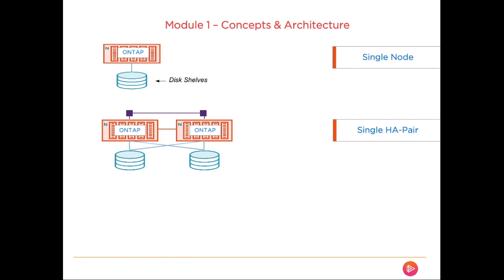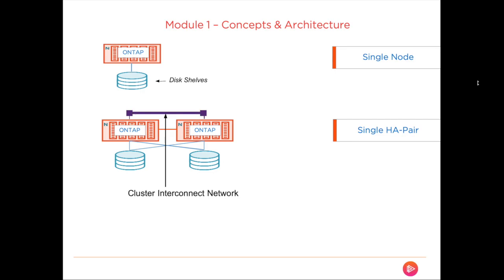The nodes of an HA pair are interconnected by an HA interconnect, which you see as the red line in this picture. The HA interconnect is primarily used to copy the data from one partner node to the other partner node to make sure that if one node fails, the other node can still write the data to disk. The nodes use something which is called non-volatile RAM or NVRAM to store each other's data until it gets written to disk.